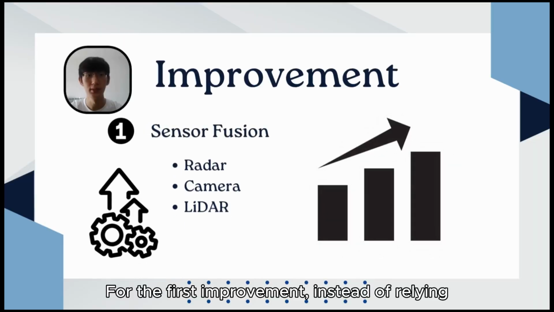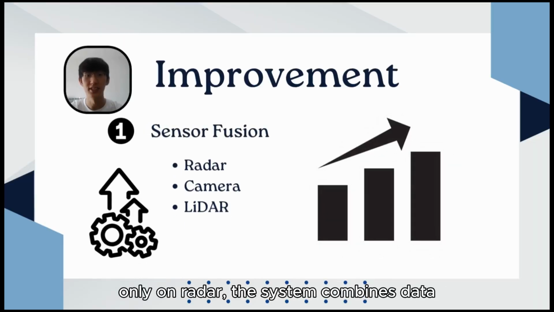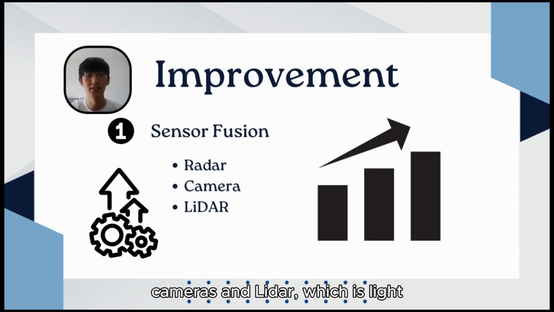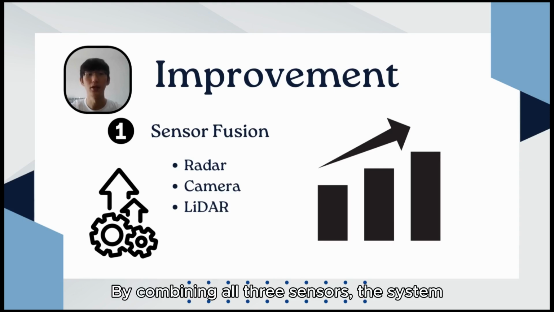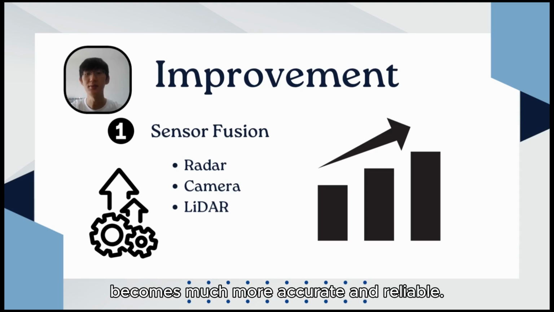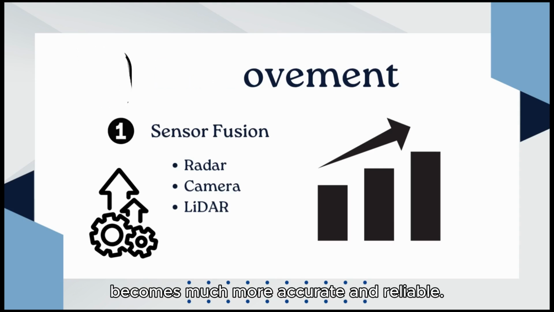For the first improvement, instead of relying only on radar, the system combines data from multiple sensors, for example, cameras and LiDAR, which is light detection and ranging sensors. Radar performs well in poor weather, while cameras recognize lane markings, traffic signs, pedestrians, and traffic lights. Lastly, LiDAR provides highly accurate 3D distance measurements. By combining all three sensors, the system becomes much more accurate and reliable.